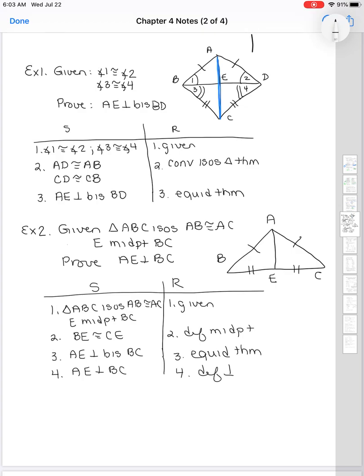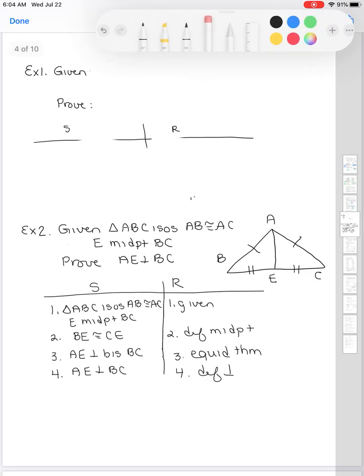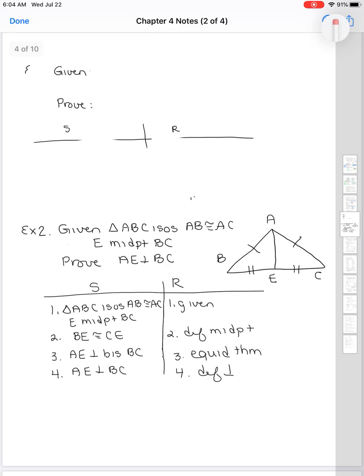And then given that that is not my proof statement, I have to add one more line that just specifies on the perpendicular aspect of it. And I'm going to write definition of perpendicular. So you can see how much shorter these proofs get when you do these types of problems.